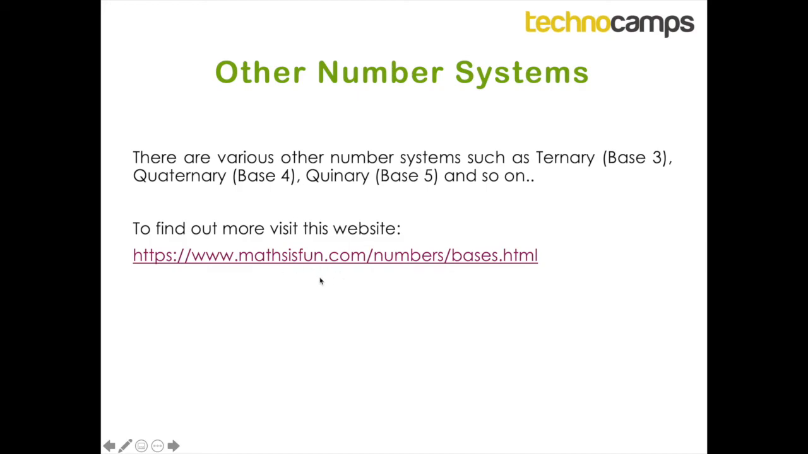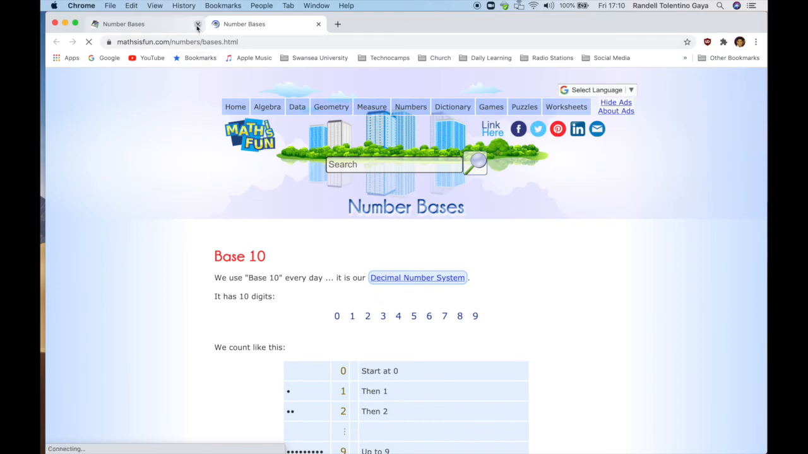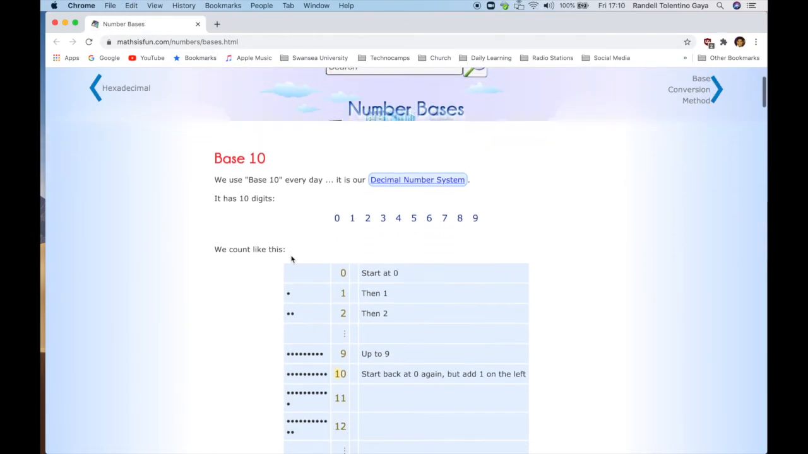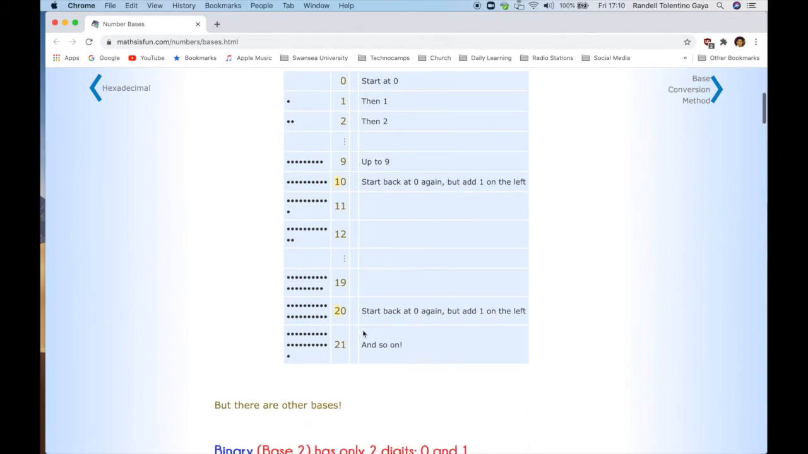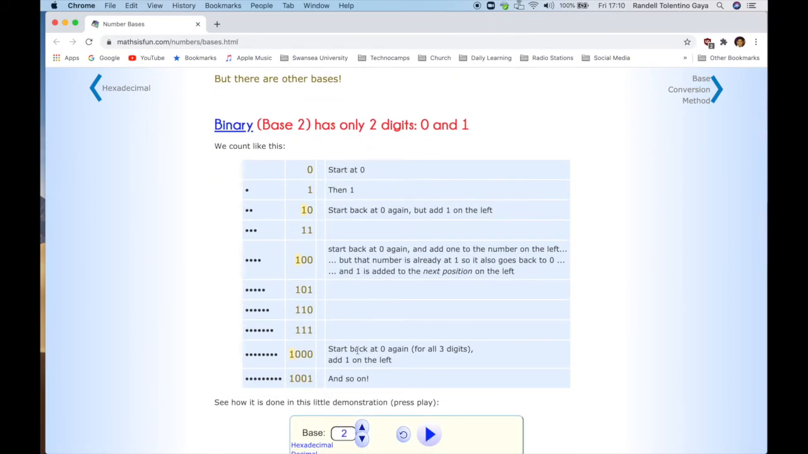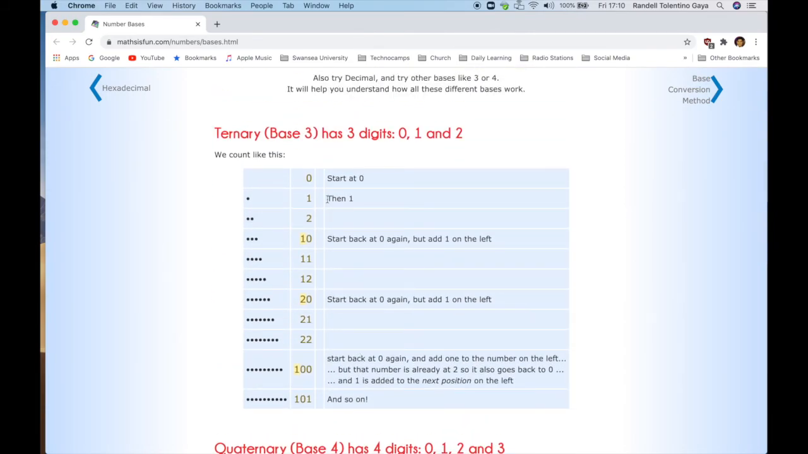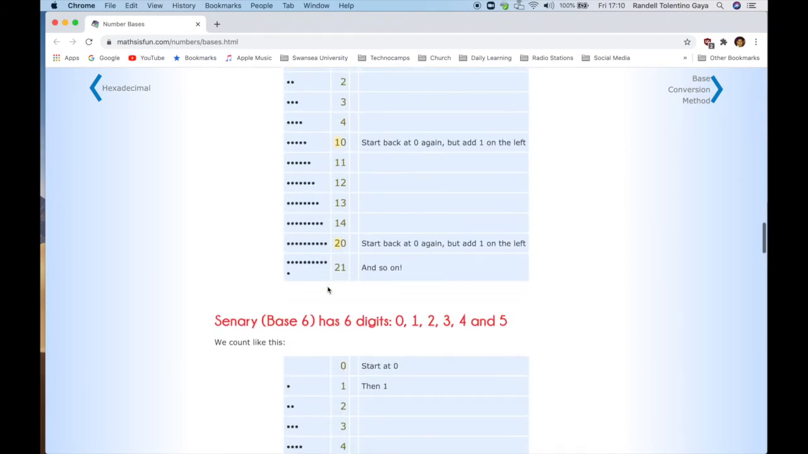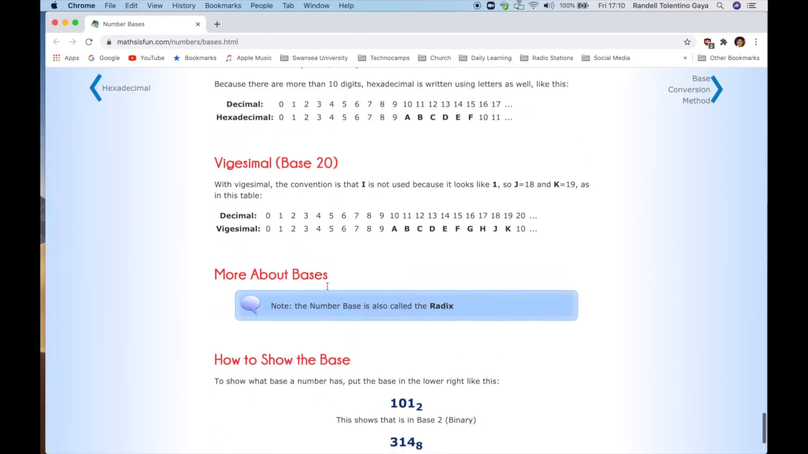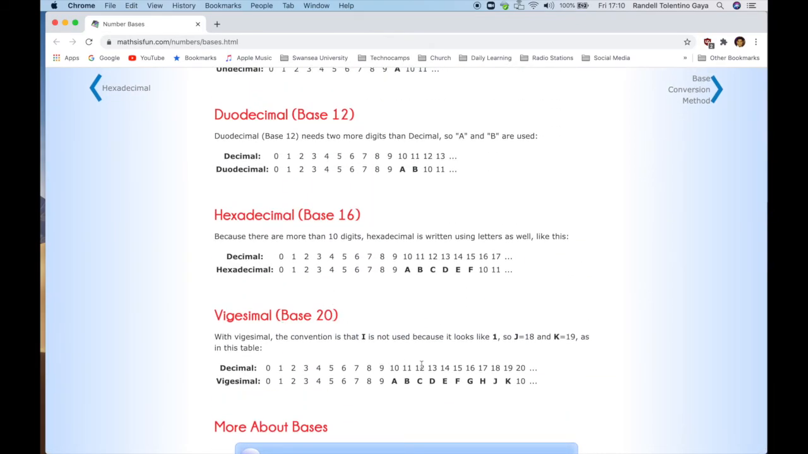Okay, I'll pause if you want to copy down the website. But if I go to it myself, I already had the app. This is a website, it just shows you base 10, so this is how we count. Base 2, this is how we count in binary, and it shows you other number systems, so base 3, 4, all the way up to base 20. Okay, now hexadecimal is another interesting number system that is used heavily in computer science.